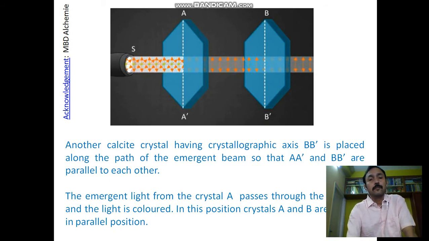Come to the picture. Another calcite crystal having crystallographic axis BB dash parallel to AA dash is placed along the path of the emergent beam. The emergent light from crystal A passes through crystal B, and the light is colored. In this position, crystals A and B are said to be in parallel position.